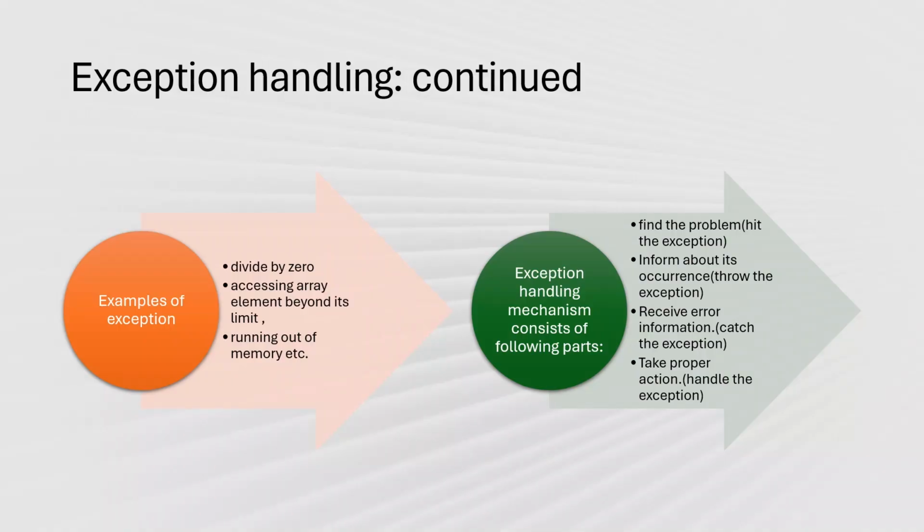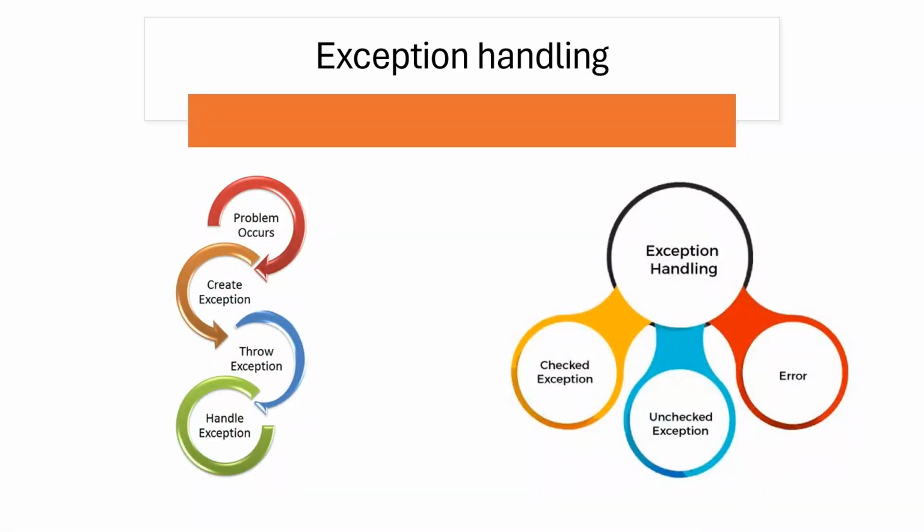So we identify the errors in the try block and throw the errors with the throw statement. After that, we catch the errors using the catch block and handle the exception in the exception handling block. So in short: problem occurs, create exception, throw exception, handle exception. First the problem occurs in the try block. We identify the problem, then we create the exception.